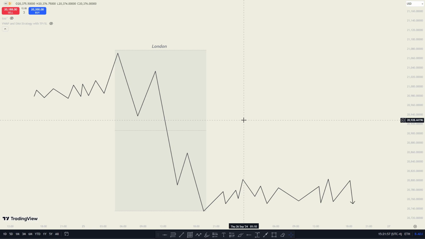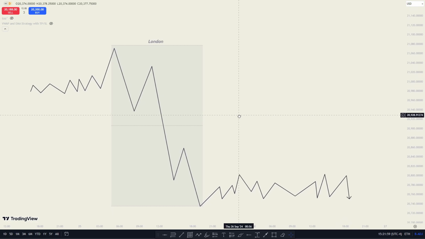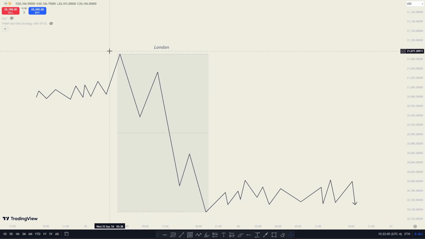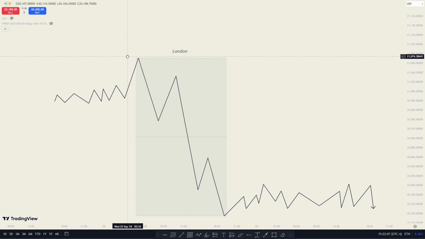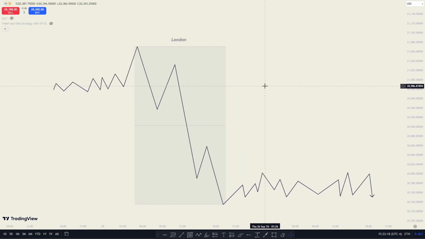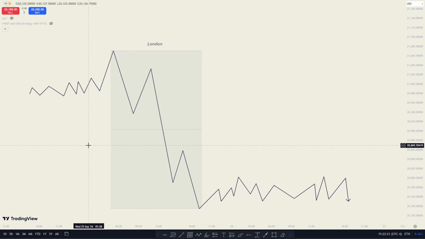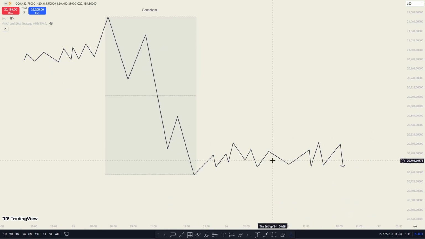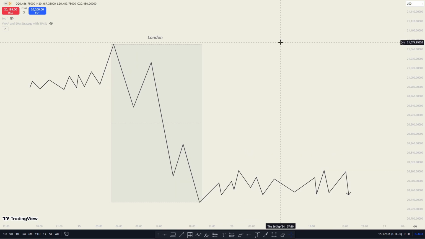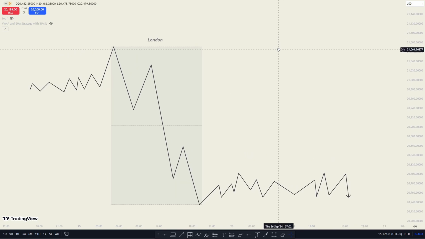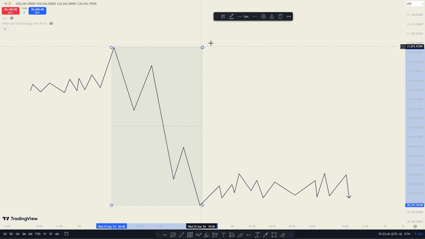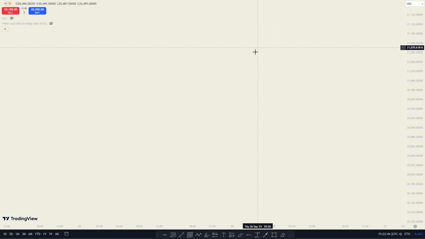The third way to identify low probability conditions is to see if we've moved a lot during London session. If London session exceeded 80% of the 5-day daily range, so like the average range from the previous 5 days, and you take 80% from it, if London session exceeded it, you don't want to trade New York AM session. You can find average daily range indicators in the indicators tab.